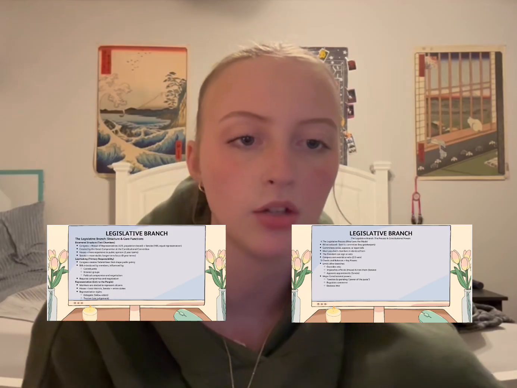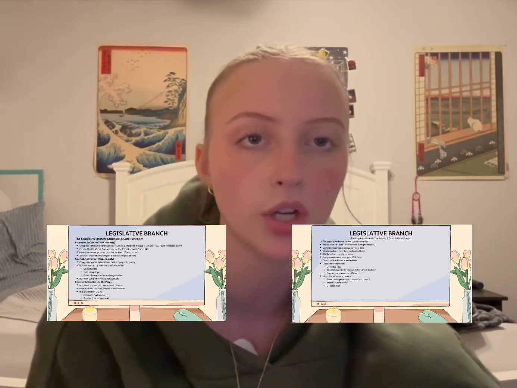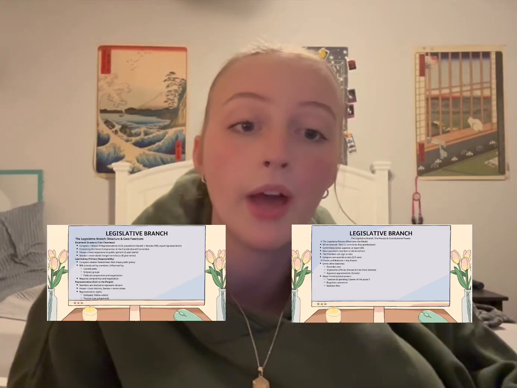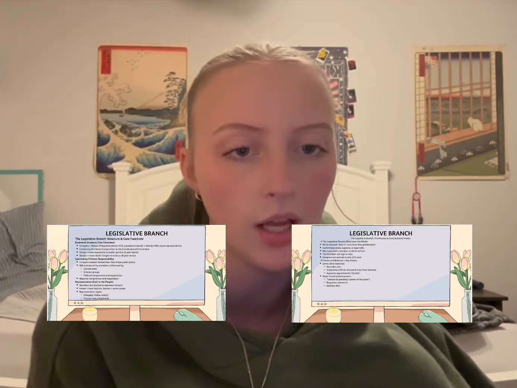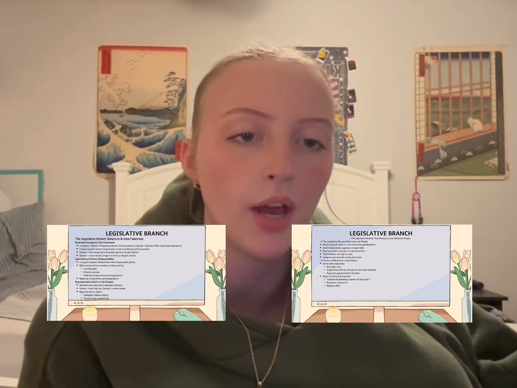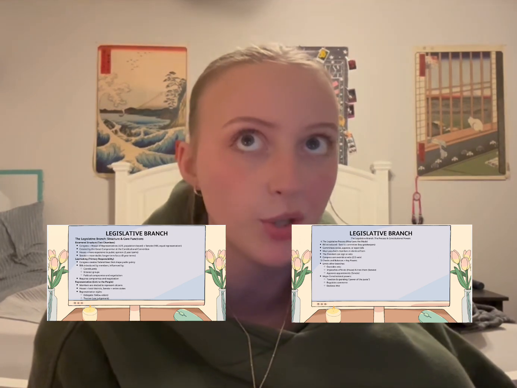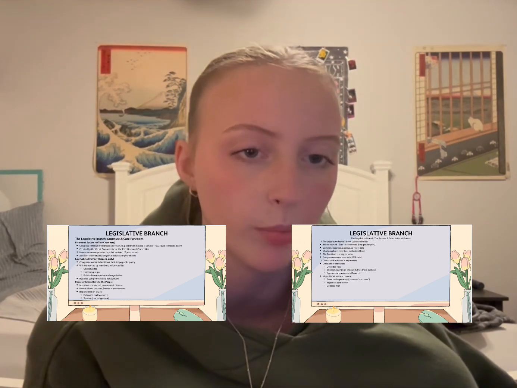This 2-house structure was created during the Constitutional Convention as part of the Great Compromise. It balances the interests of both large and small states, and Congress consists of the House of Representatives and the Senate. The House of Representatives has 435 members with representation based on each state's population.